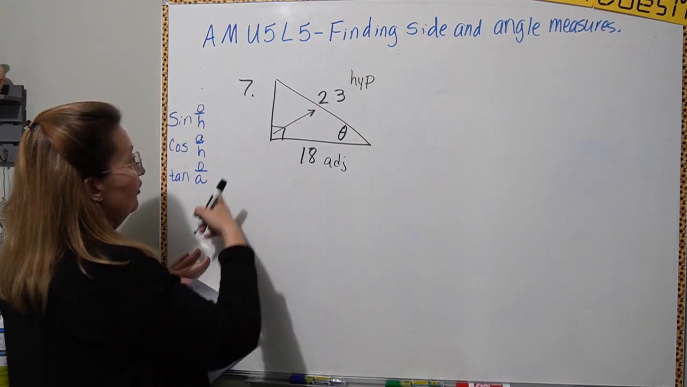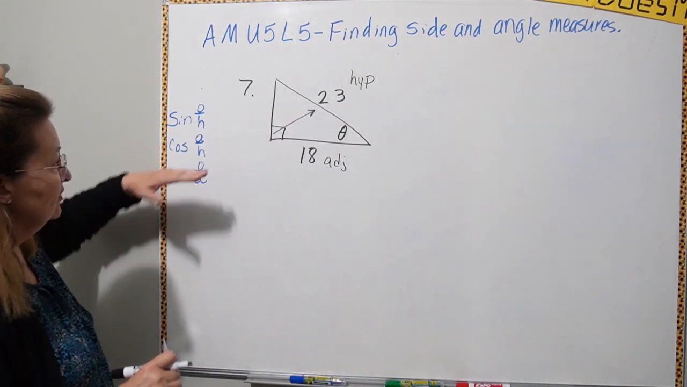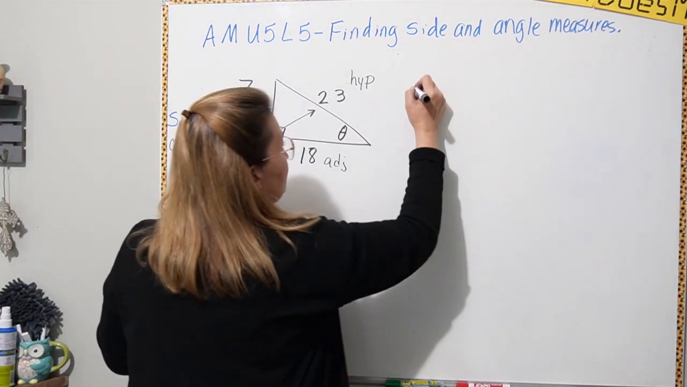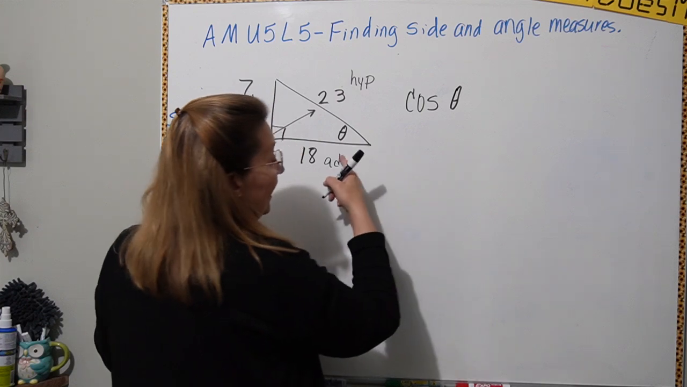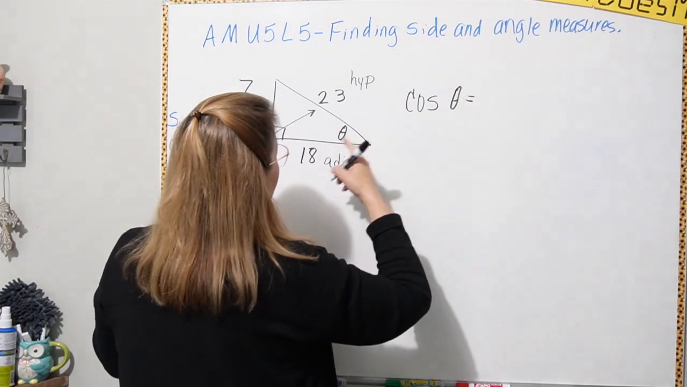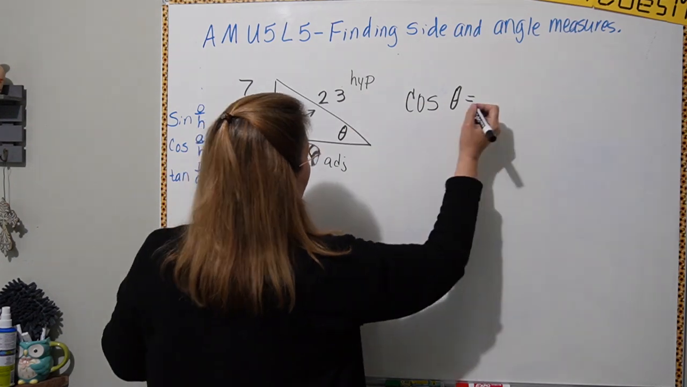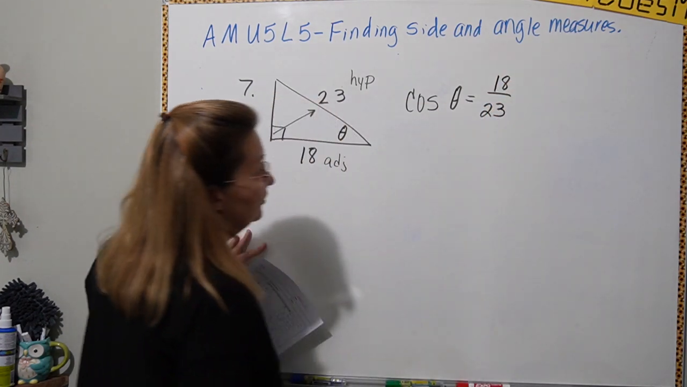Now which trig function is concerned with adjacent and hypotenuse? Well, that's going to be your cosine. So the way we're going to write this is, the cosine of the angle that we're looking for, theta, is equal to the adjacent side over the hypotenuse. So this is 18 over 23.